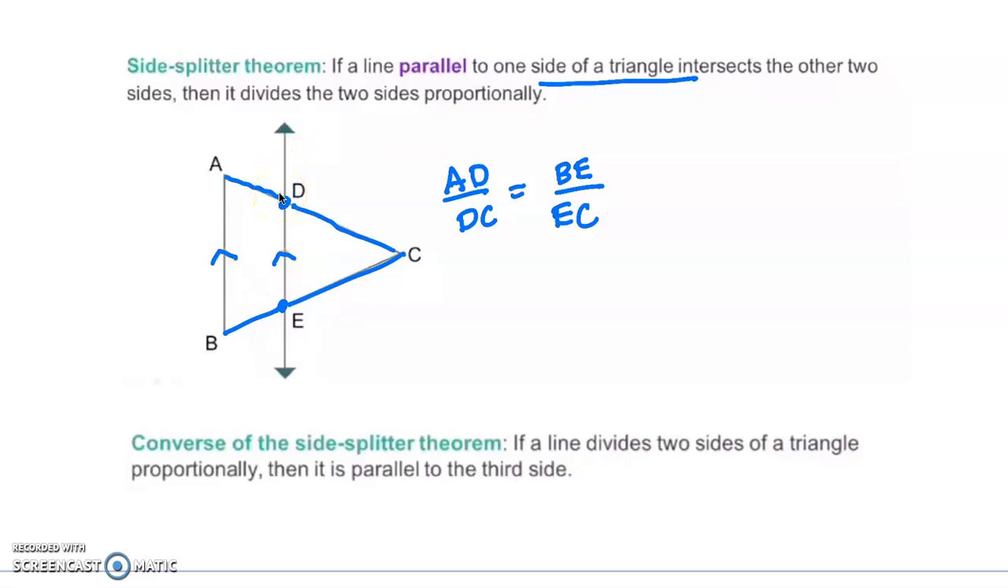So there is a proportion. We can use that to set up, if we're missing a length, then we can find the whole length. When we have a side splitter, if the lines are parallel, wherever this line is, so if we had a line that split the side right here and it was also parallel, then the segments that are created right here would also be proportional to each other. And the converse is if a line divides two sides of the triangle proportionally, then it has to be parallel. So it can go both ways.